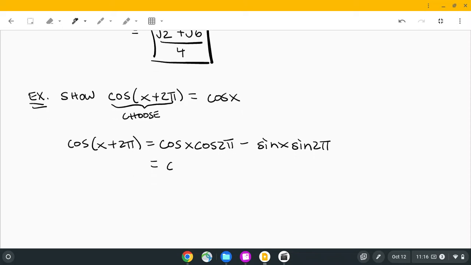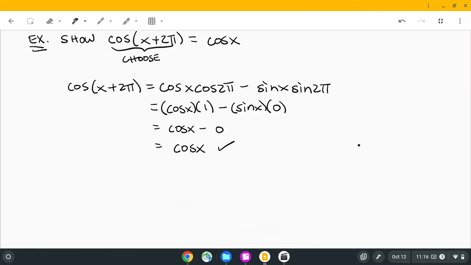All right, so we have cosine x times cosine of 2 pi is 1. Sine x times sine of 2 pi. Sine of 2 pi is 0. So we get cosine x minus 0, but cosine x minus 0 is just cosine x. And that's what we want. That's the other side, so we can stop here. Okay?